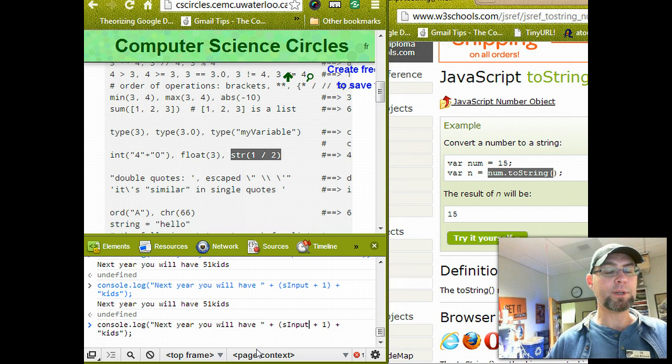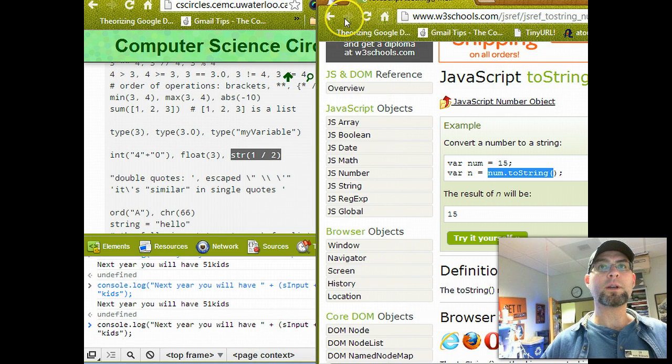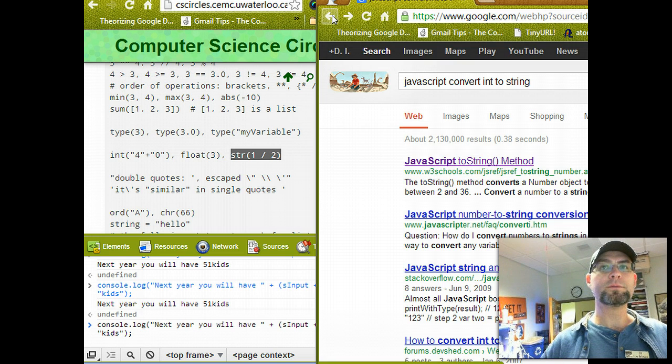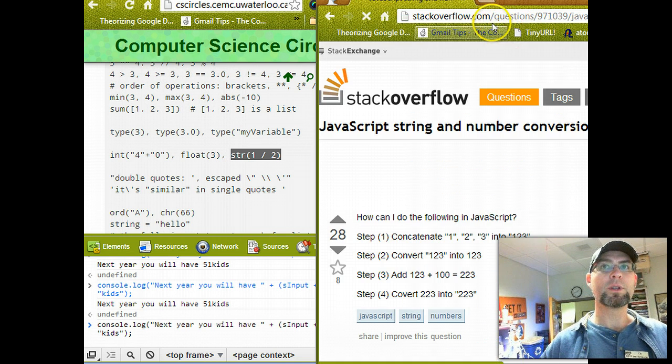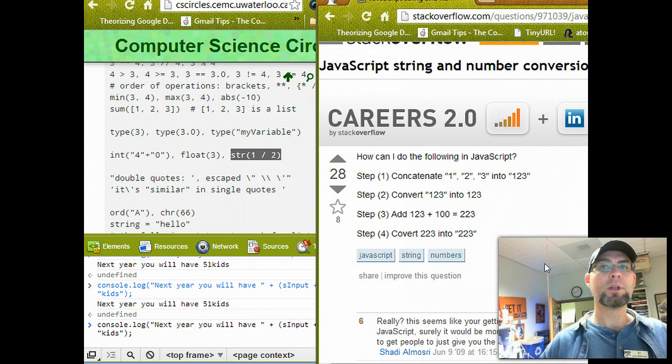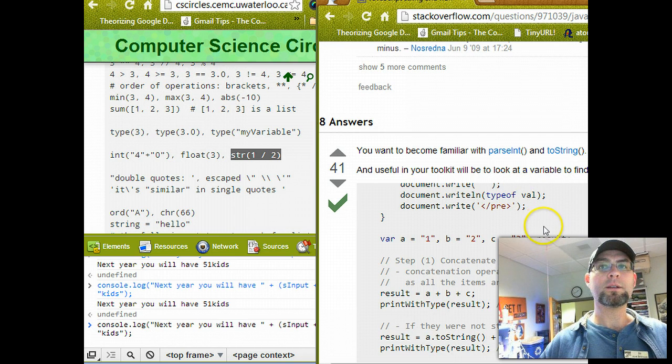So how do we make s input an integer? And what did we do in that case? We did s input dot to, s input dot parse int. Now I've forgotten already. So I've got to go back and find that earlier example: number to string conversion, string to number conversion. So, convert a string into a number.